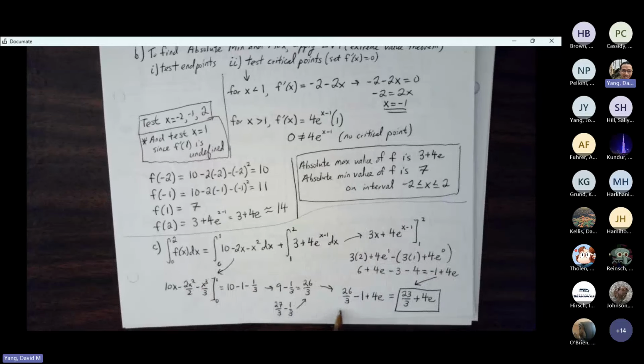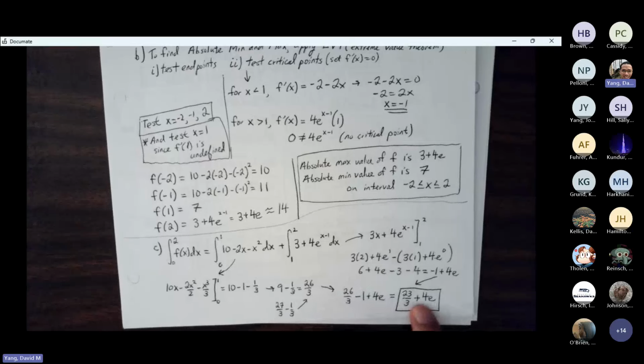This side results in 26 over 3. I just put them next to each other. You can leave it in this form. You can also combine further.